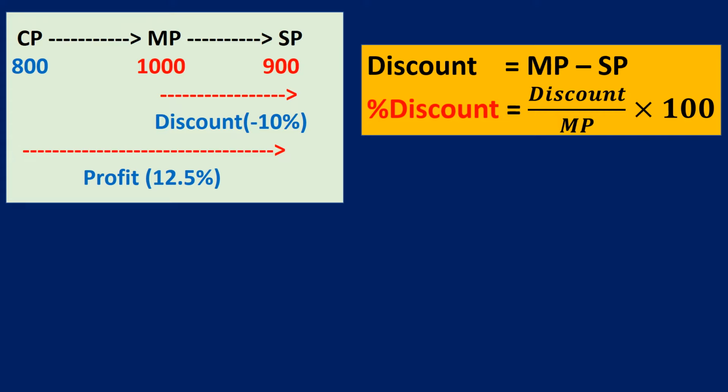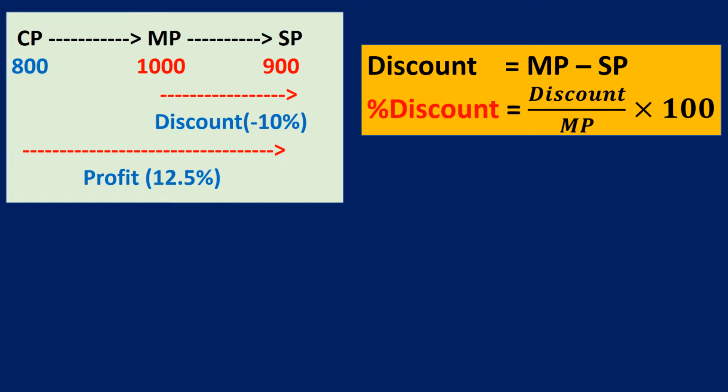Given the cost price of 800, the market price is 1000, and the selling price is 900. The discount is calculated as follows. Discount equals marked price minus selling price, which equals 1000 minus 900 equals 100. The discount percentage is equal to the discount divided by the marked price, which is 10%.